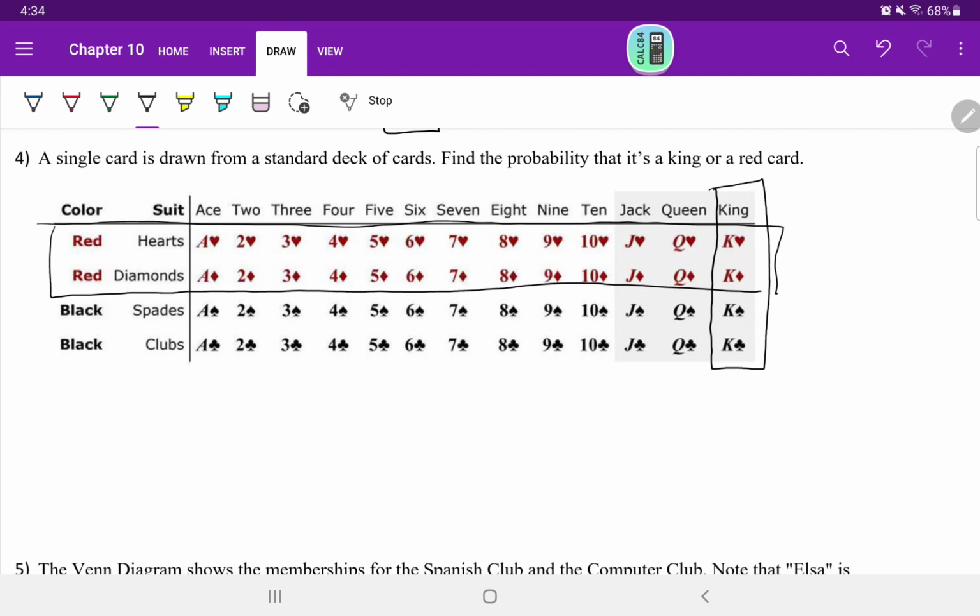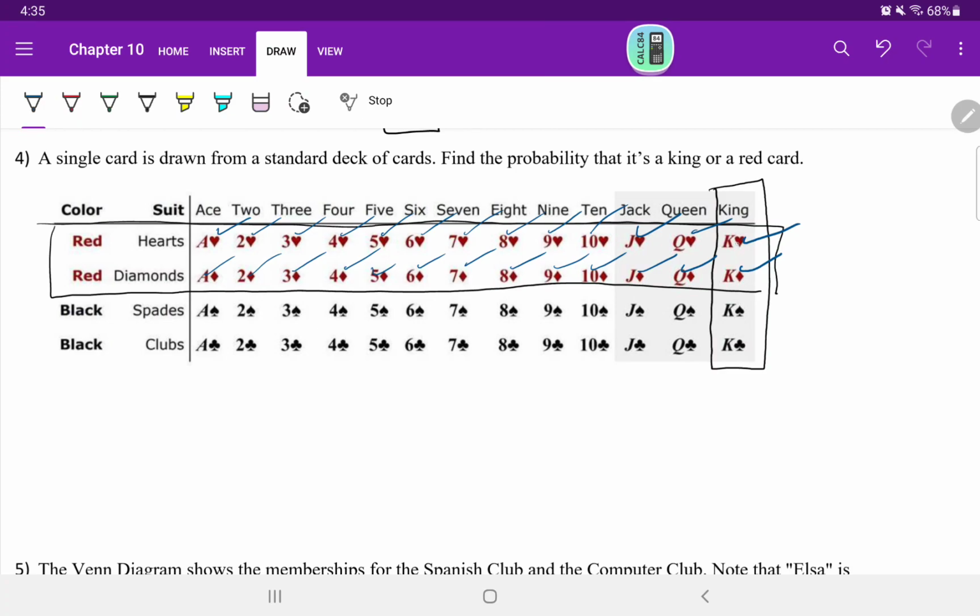There are 52 cards in the deck in total. So using the way we did it back in Chapter 10, Section 1, let's find the probability of a red or a king by counting the options. 1, 2, 3, 4, 5, 6, 7, 8, 9, 10, right? 11, 12, 13, 14, 15, 16, 17, 18, 19, 20, 21, 22, 23, 24, 25, 26.